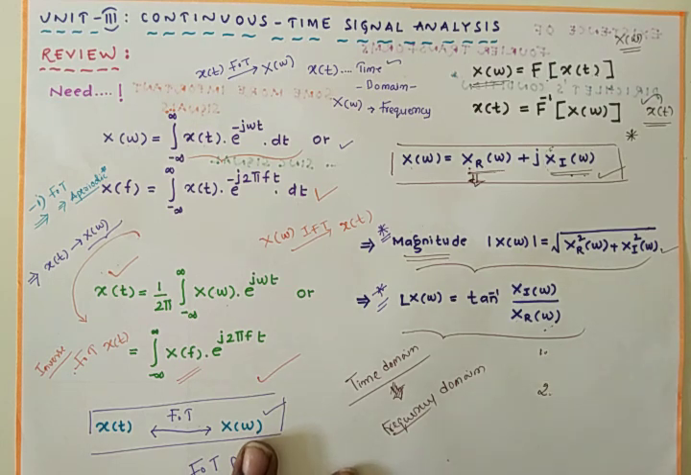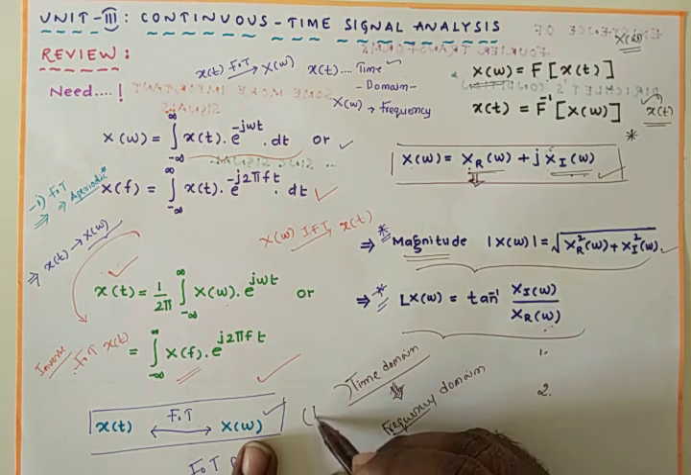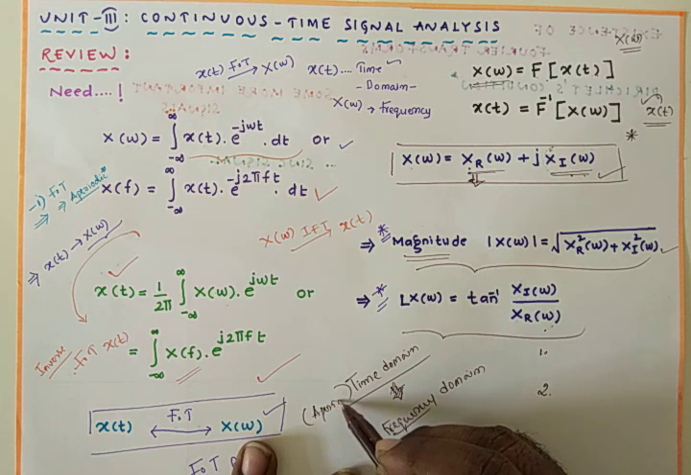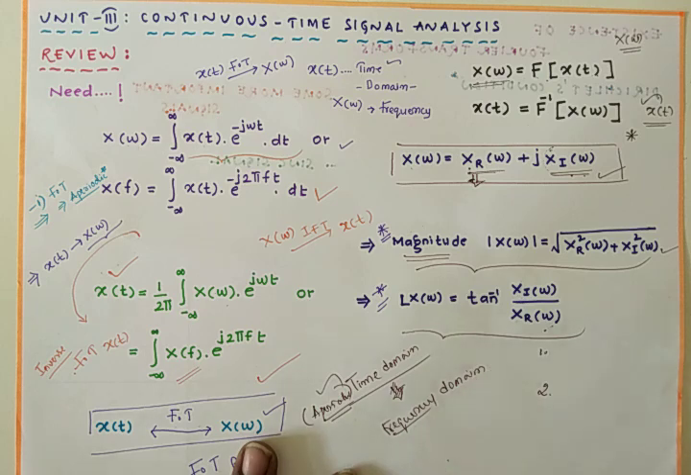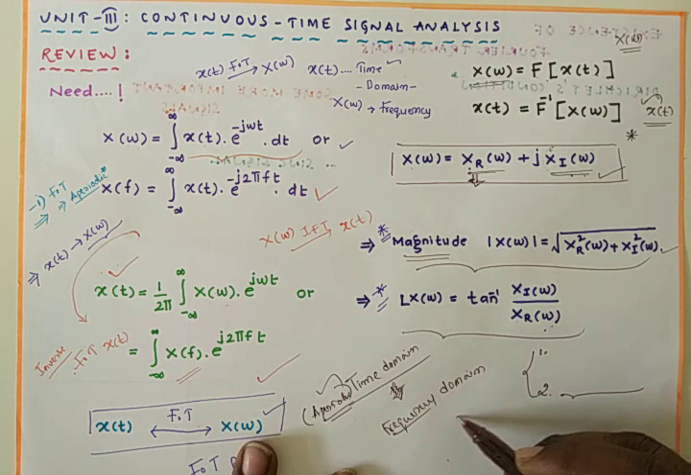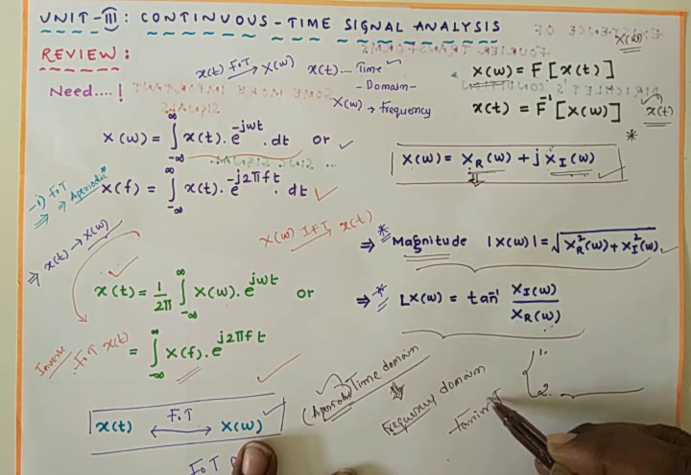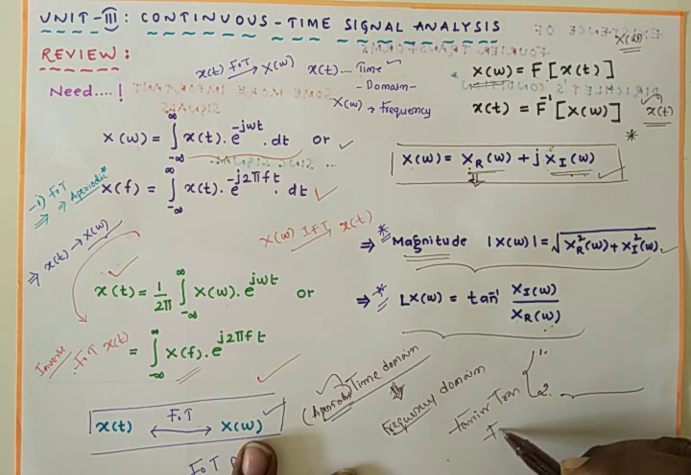Second point is that when a signal is an aperiodic signal, it can't be analyzed by making use of the Fourier series, so it can be analyzed by making use of the Fourier transform. Due to these two reasons, we are using the Fourier transform. In short, we can call it FT.